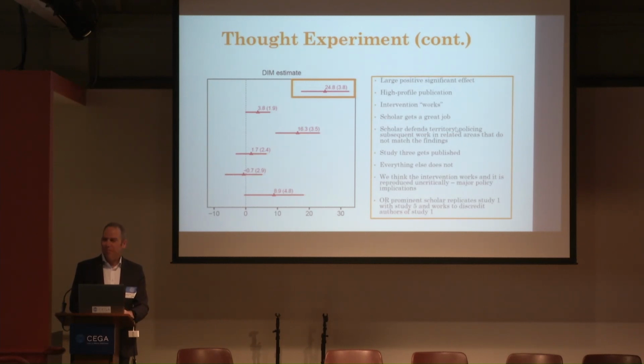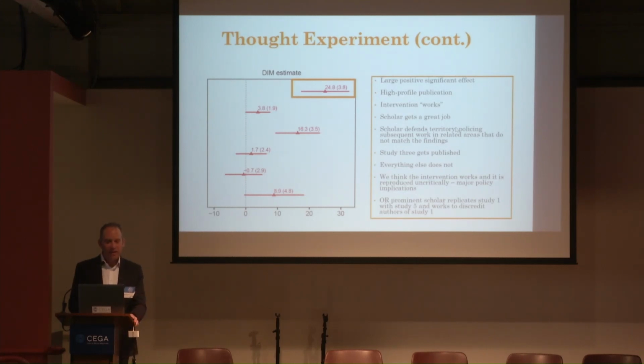That would have been a major publication, right? It would have been really high profile. It was an innovative experiment. It worked. If it was a graduate student, they would have got a great job. Maybe they would have defended their territory against other results, the non-results that appeared later, right? So that's sort of an agenda-setting power to that first big result.